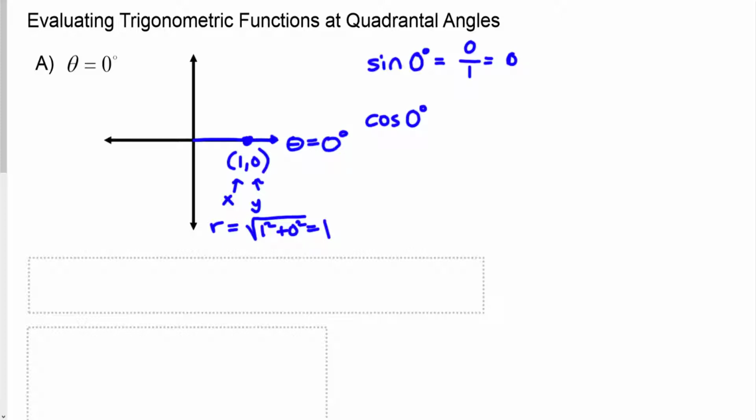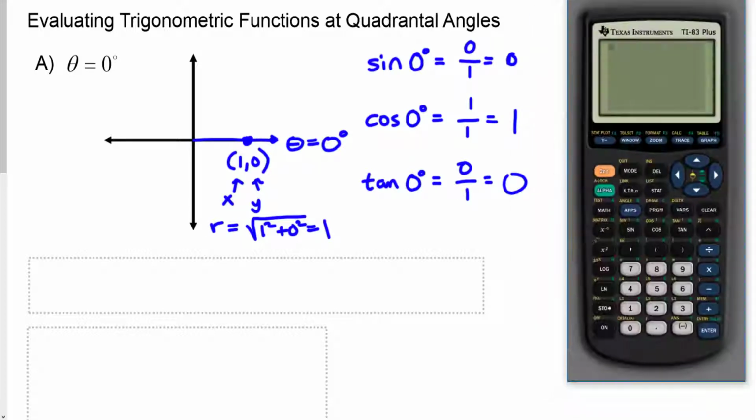Cosine of 0 degrees, it's x over r, so the x value is 1, and the r value is 1. So 1 divided by 1 is 1. The tangent of 0 degrees, tangent is y over x. So 0 over 1, which is 0. And if you get out the calculator, you can verify these. Just, again, make sure you're still in degree mode.